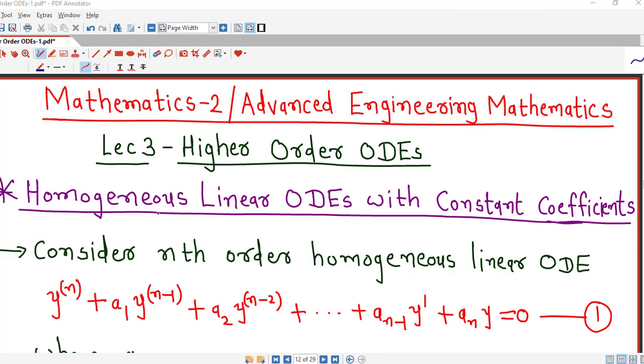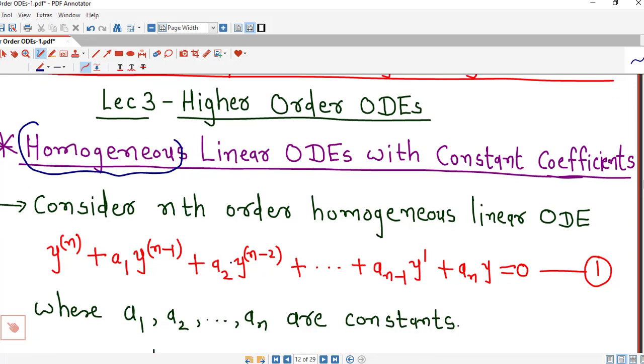In lecture number 2 we have seen how to solve second order homogeneous equations. Today we will generalize that concept to linear ordinary differential equations of any order, and of course we are considering homogeneous linear ordinary differential equations. So we are going to generalize the method from second order homogeneous equations to equations of order greater than 3.